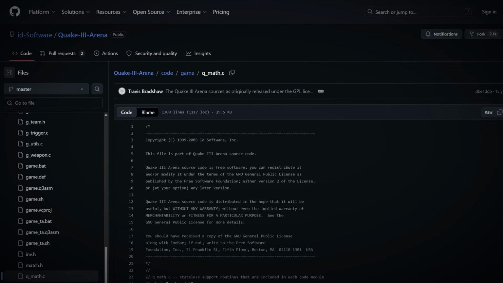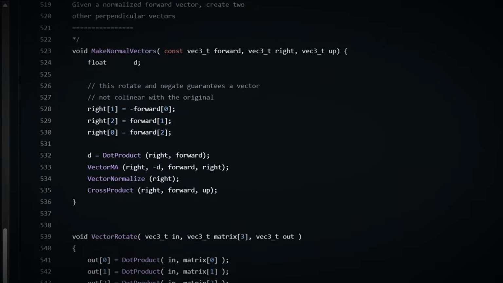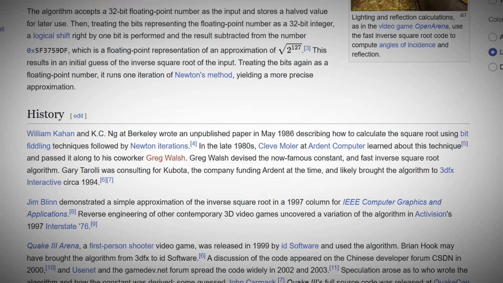If you ever check out the source code for Quake 3, you might have seen the function QRSQRT, and inside of it, this line. We are not sure who from id Software wrote it. Moreover, we are not even sure who actually invented this technique. But, well, we can guess.